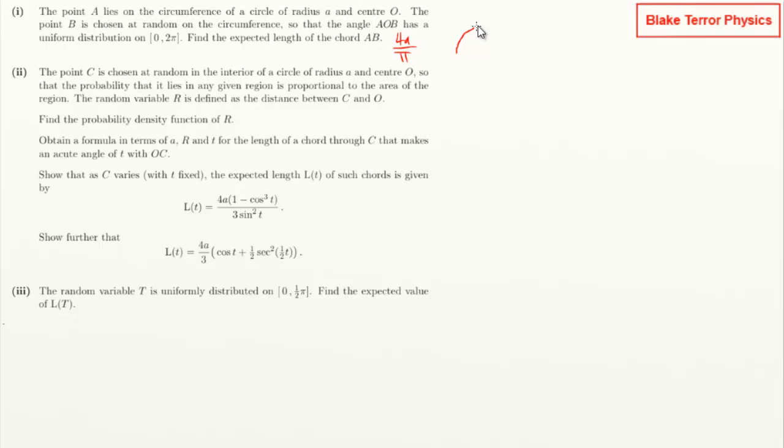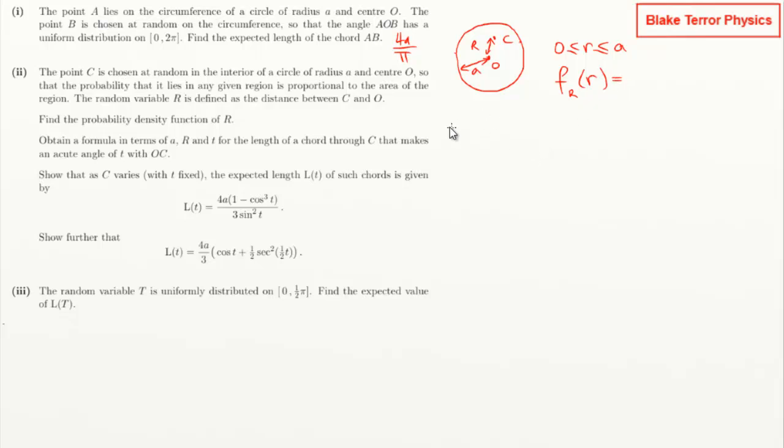So we've now got a circle, we've got O, and some point C, which could be anywhere inside the circle. The distance from C to O is R. And of course, we've still got our radius A. So we want the probability density function of R. If we're varying some radius r between 0 and A, we want our probability density function of capital R, which is going to be a function of this little r that we're varying. We need to figure out what that is.